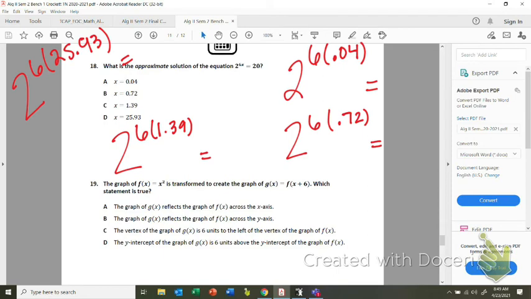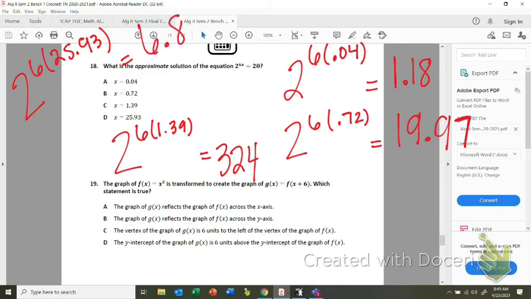What do you get for the first one? 1.18. What do you get for the second one? 19.97. Looks pretty close. Let's check the other ones. What about C? 324. Oh, that's a lot bigger than 20. What about D? 6.827 e to the what? Ooh, that's a big number. Which one's closest to 20? B. Good.